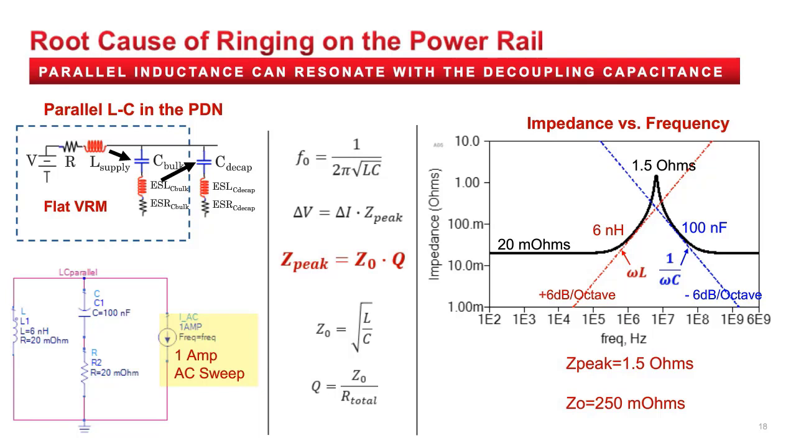The impedance plot on the right shows how the 20 milliohm resistance of the VRM dominates at low frequency. Then, as the frequency increases, the upward 6 nanohenry inductive slope of the active inductance of the VRM takes over. This inductance then resonates with the 100 nanofarad downward slope of the capacitor to give a peak impedance of 1.5 ohms.